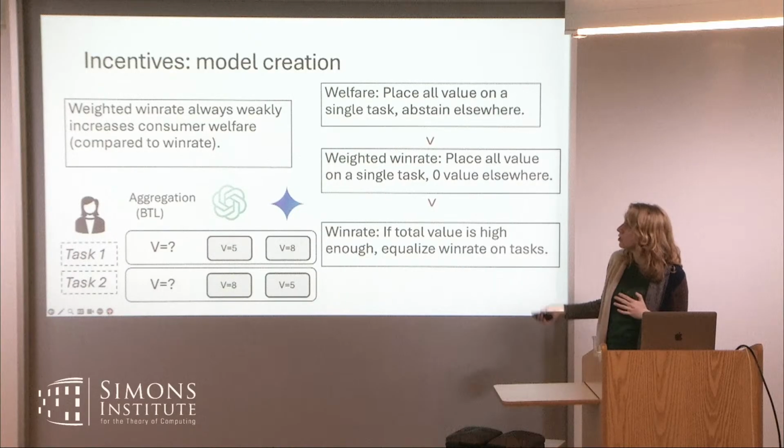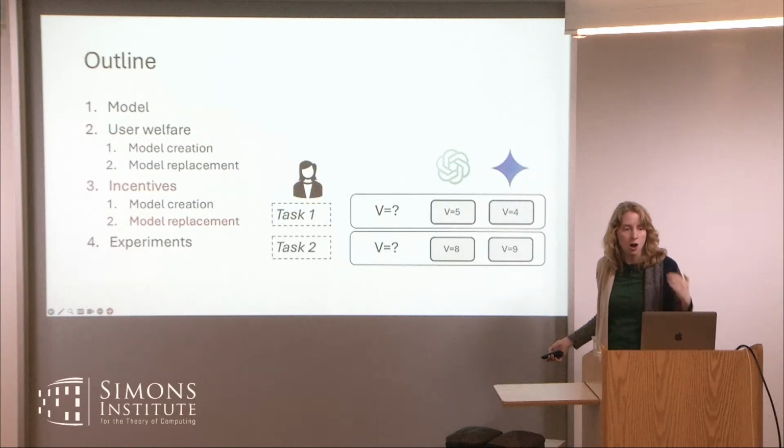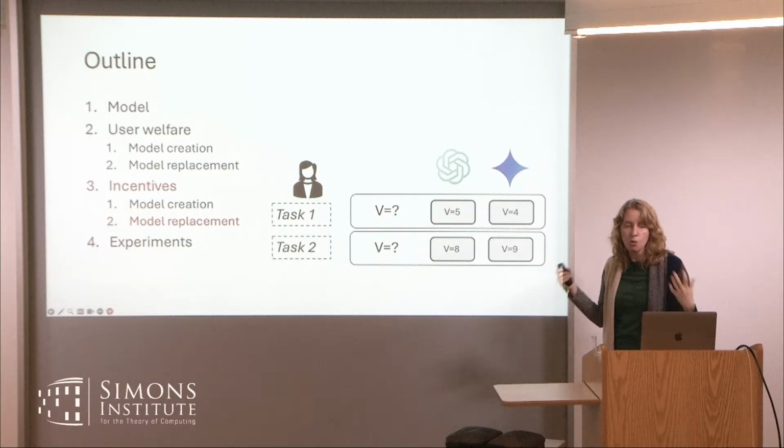Great. So this is the result for model creation. Now we're going to get to results on model replacement. So with this other type of firm action that's closer to fine-tuning, what happens in this case?